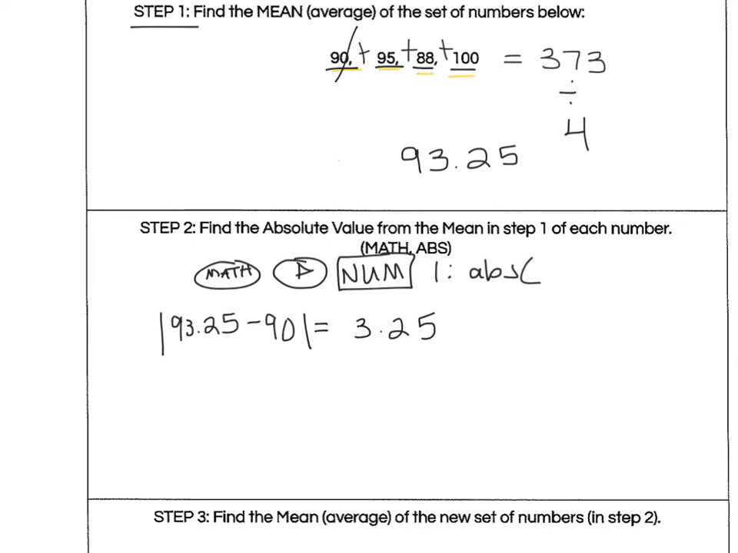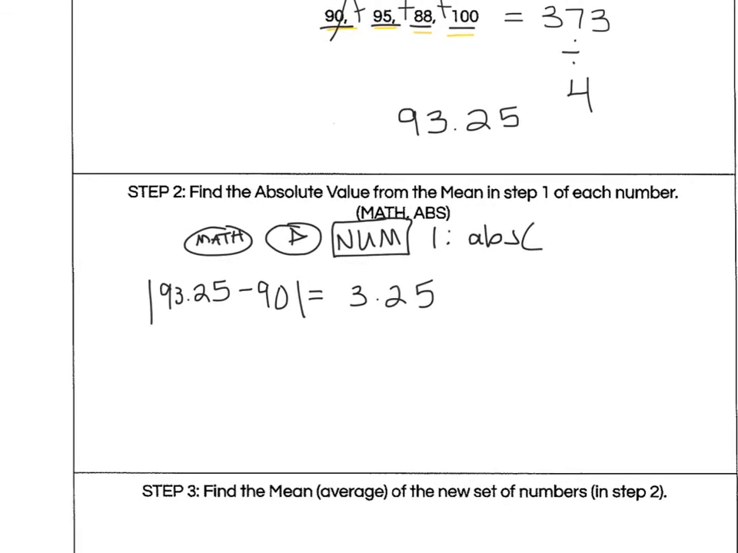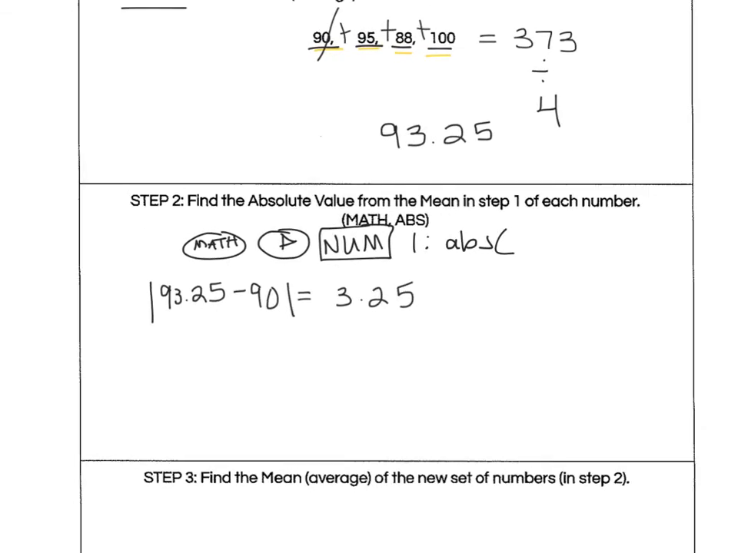So what this button does, it finds the absolute value, which just means it gives you the digit. If we were to subtract, well, actually that one works. But there are some where if you did it without the absolute value, you would get a negative number. And we don't want negative numbers in this step 2. So it's just easier to have the little bars so you don't get confused.